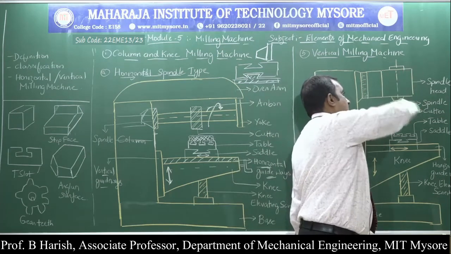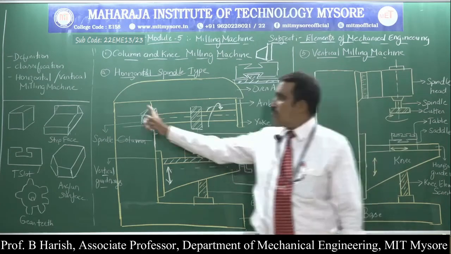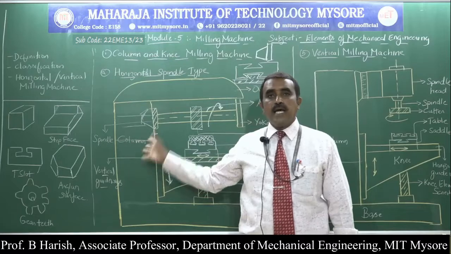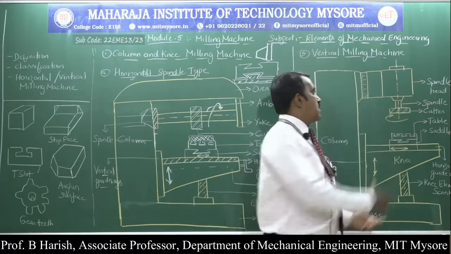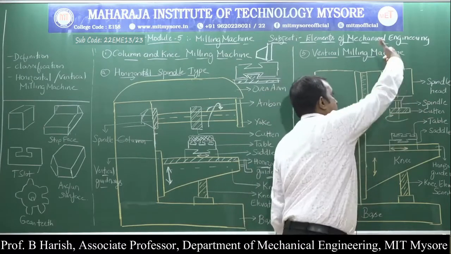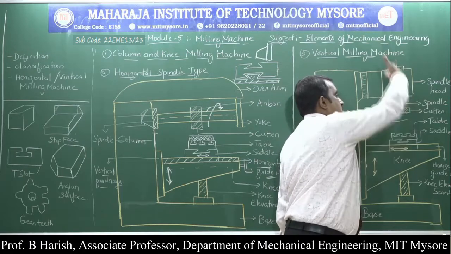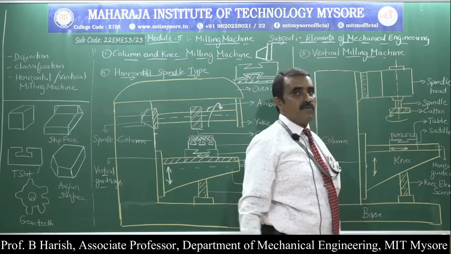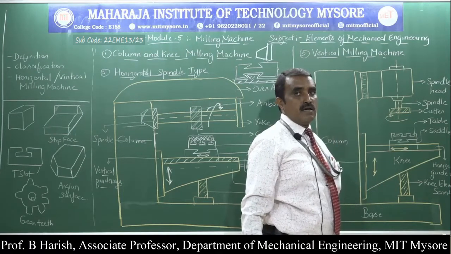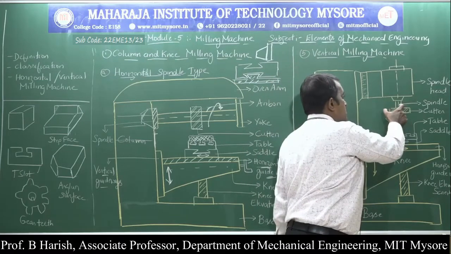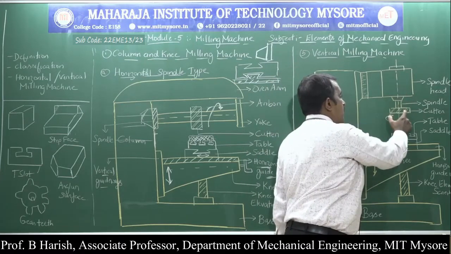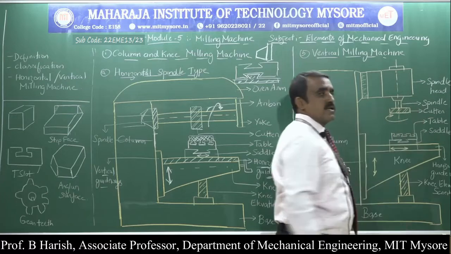So this is the spindle head. In the horizontal machine the spindle will be inside the column, whereas here it will be outside the column, that is, a projected part. You can see the vertical axis of the spindle, which is why it is called a vertical milling machine. This is the spindle, and this is the spindle head to which the cutter is fixed.